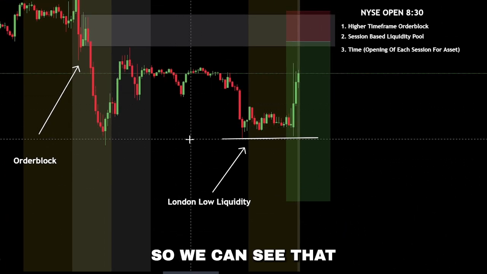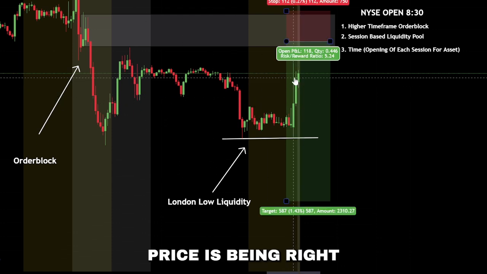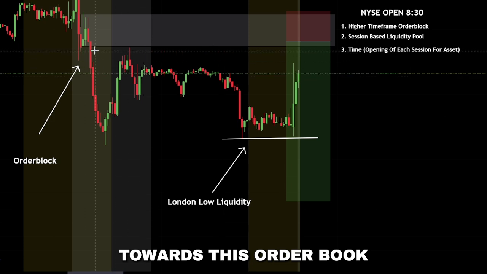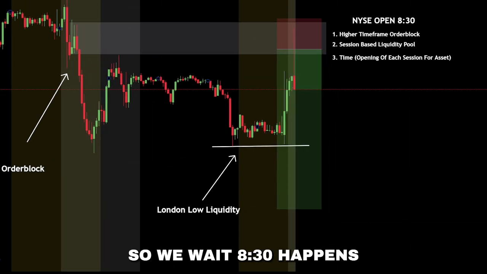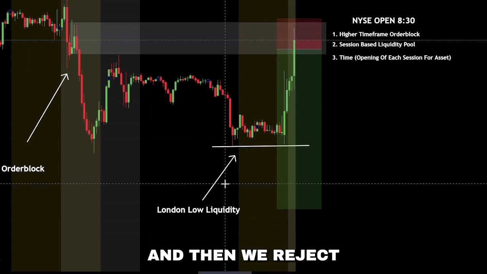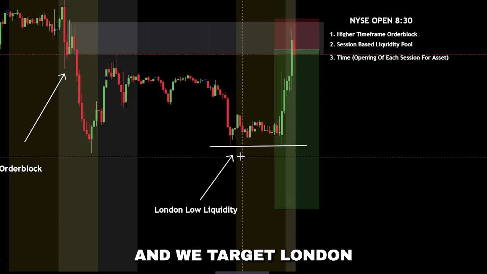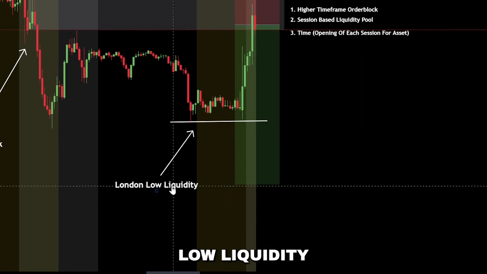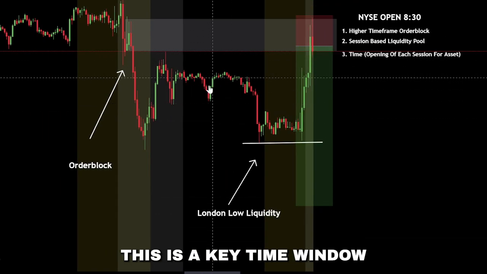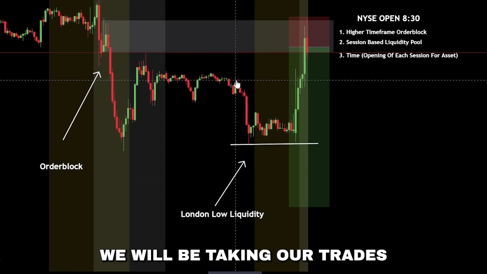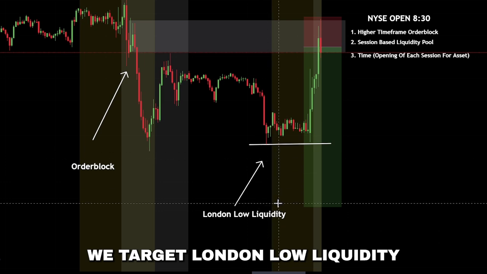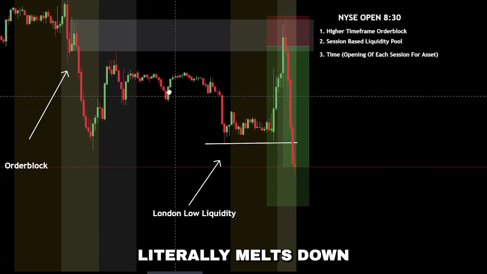So right now it's 8 o'clock, we can see price is being attracted towards this order block that has a gap to fill. So we wait, 8:30 happens, we push into this order block, and then we reject and we target London low liquidity. From 8:30 until 9:30, this is a key time window. We're taking our trades based off of time. After we reject from the zone, we target London low liquidity, and then price literally melts down to that liquidity.